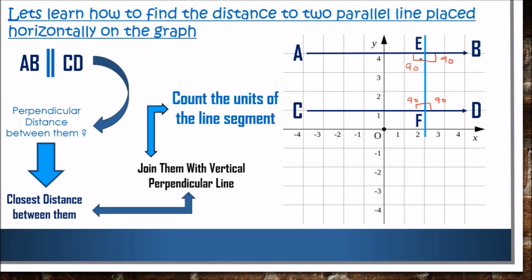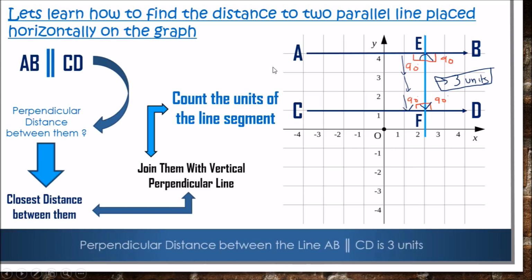And this line also gives us a line segment E and F. And the length of this line segment will be the perpendicular distance between these two parallel lines. So let's count. 1, 2, and 3. So the length of our line segment EF is 3 units, which is also the perpendicular distance between these two parallel lines AB and CD. So the perpendicular distance between line AB and CD is 3 units.